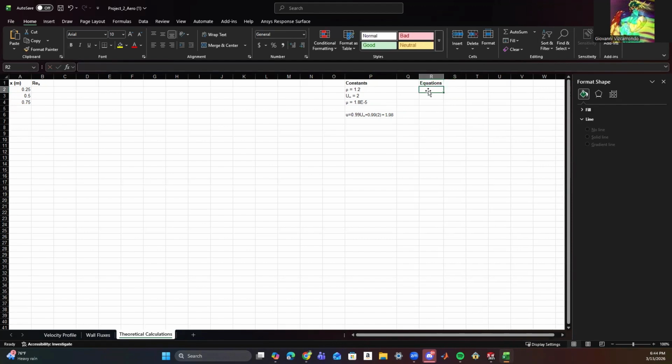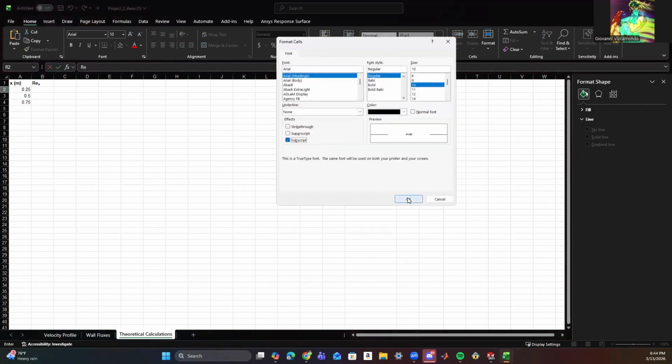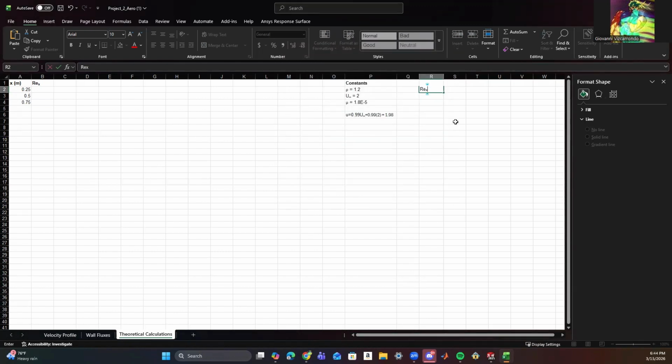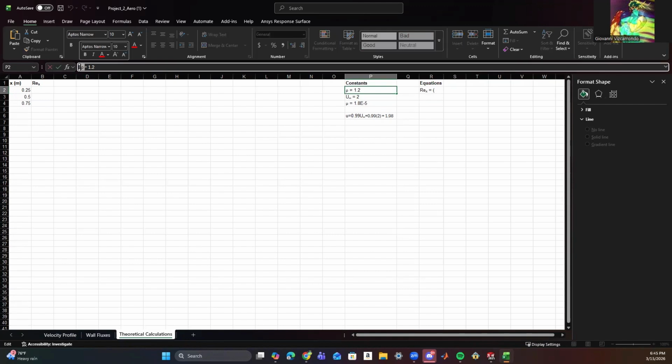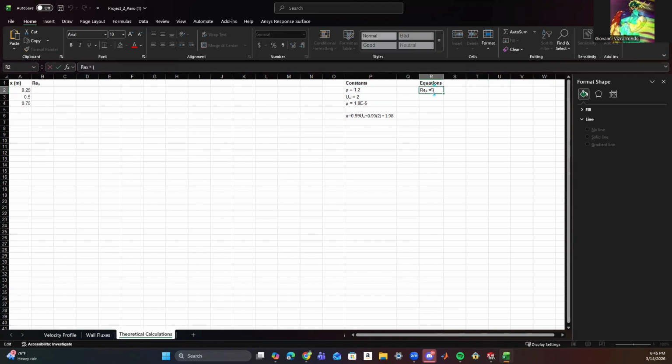So here are Reynolds equations, RE. This is the only way to do it. Equal to, I'm just gonna copy this. We're gonna do equal to rho u x divided by mu. Fill that out. It looks nice. All right, that's going to be our equation.